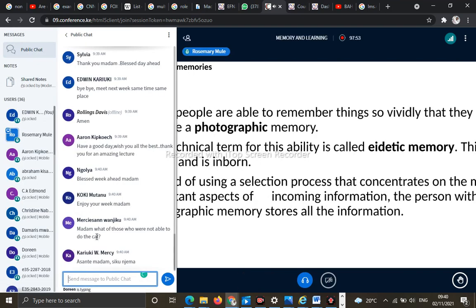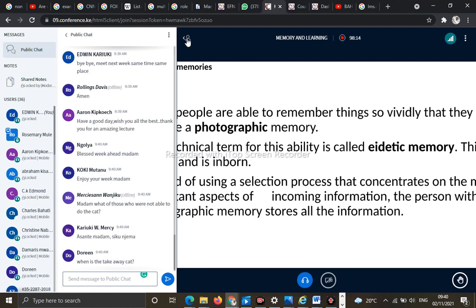Siku njema pia. Doreen, you're asking about the takeaway card. I'm compiling it. Soon you will get it through your class representative. I'll pass it over to Sylvia. I'm just working on it, Doreen.